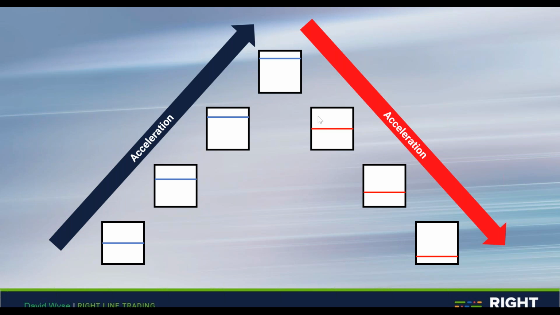Downside momentum, of course, is just the opposite. As the stock goes down, you've got your open here, your low here, and here's your close. So the closing price is closer and closer to the bottom of the candle, or the low of the candle. That is deceleration or momentum to the downside. So that's what we're measuring when we're measuring momentum, right?